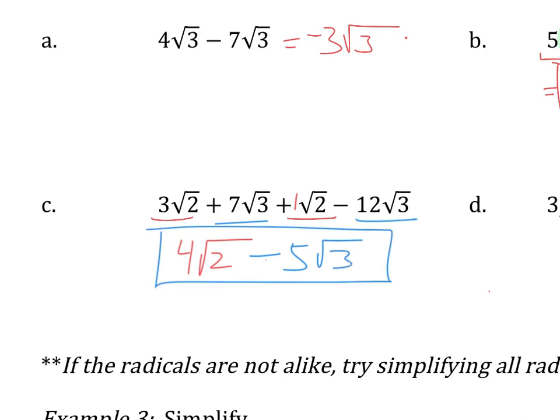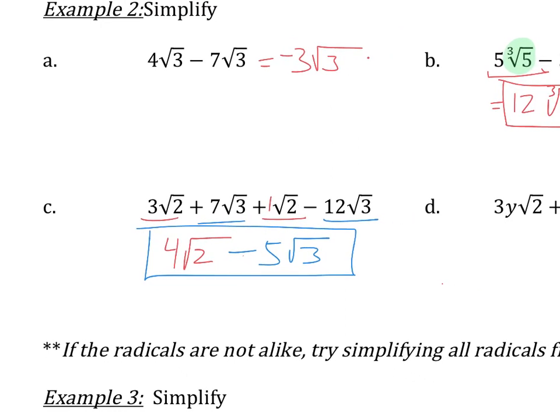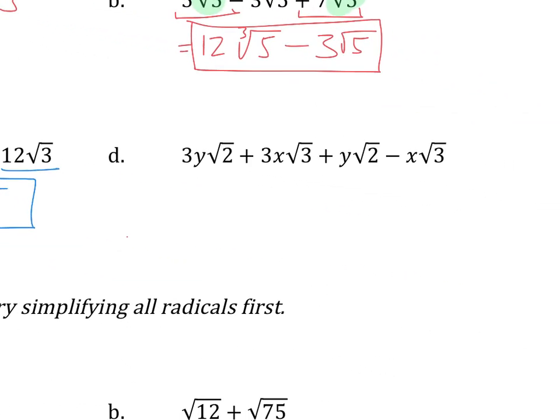We can't combine those because these are square roots of 2, these are square roots of 3, like apples and oranges, or like x's and y's. You cannot combine those. We just leave it as one expression there. Okay?